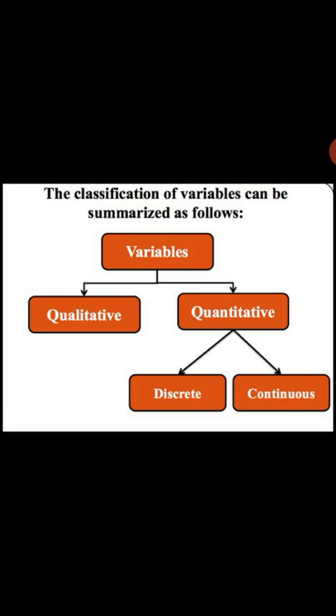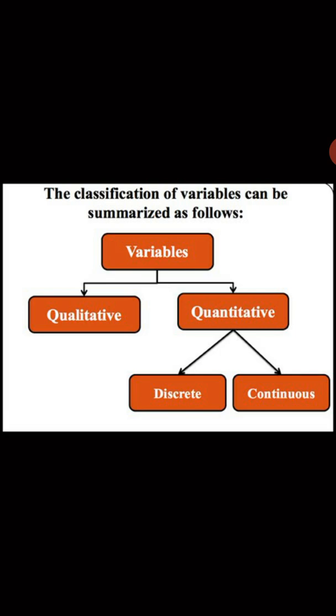So variables, that is our data, is of two types: qualitative data and quantitative data. In qualitative variable or qualitative data, you have the data with the help of certain words like larger, smaller, medium, near, far. So words are used in qualitative data. While in quantitative data, you have numbers.